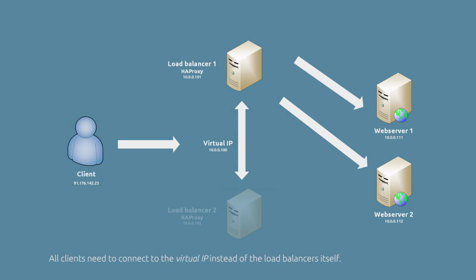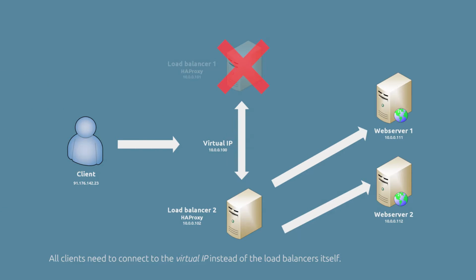Keepalived has a virtual IP address which is automatically assigned to one of the load balancers. When the primary or the first load balancer crashes, Keepalived notices that and will switch the virtual IP address to the second load balancer. With this method, you still have a load balanced environment even when one load balancer crashes.